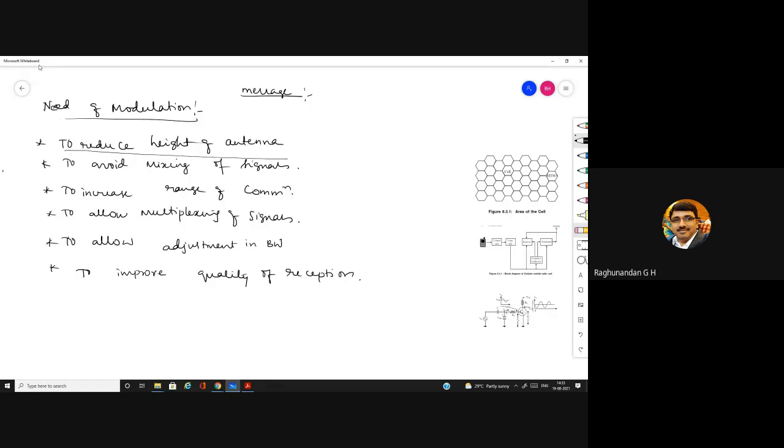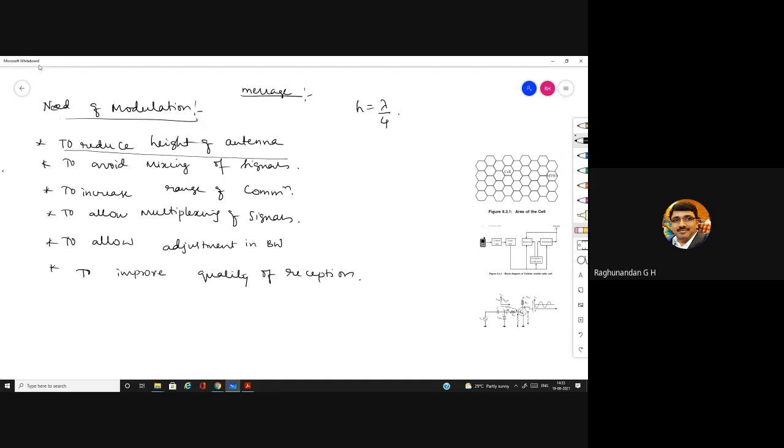But if you are not going to mix a carrier signal with a message signal, that means if you are not using modulation, then what should be the height of the antenna to catch that message signal? For that we have a formula: h = lambda/4. Lambda is the wavelength, h is the height of the antenna. From this we find the height of the antenna.